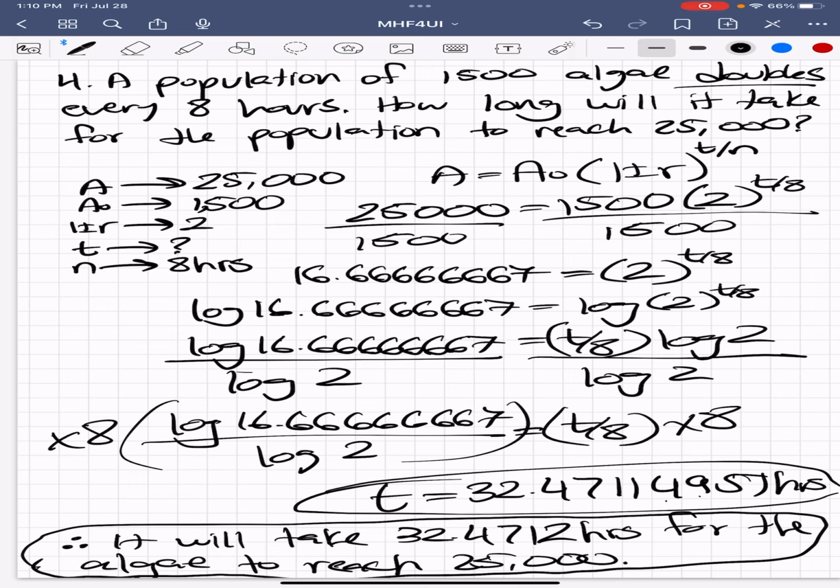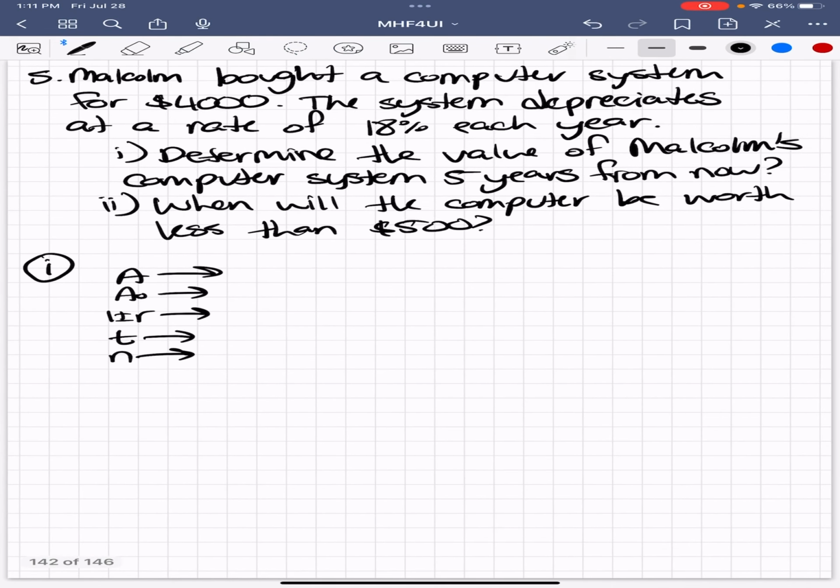So I'll give you a moment to write that down. That was question 4. We have one more question, and then we're off to trigonometric functions. One more question, and then we'll be done. Malcolm bought a computer system for $4,000. The system depreciates at a rate of 18% each year. Determine the value of Malcolm's computer system 5 years from now. And question 2 is, when will the computer be worth less than $500?